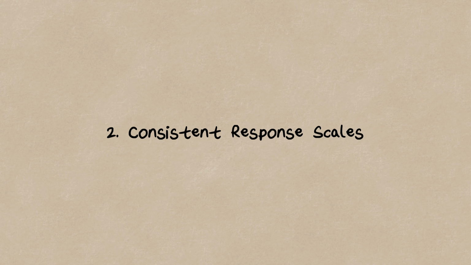Number 2, consistent response scales. Use consistent response scales throughout your survey. For example, if you use a 5-point Likert scale for one question, go ahead and use the same scale for all similar questions. This consistency helps respondents understand the scale better and respond more reliably.